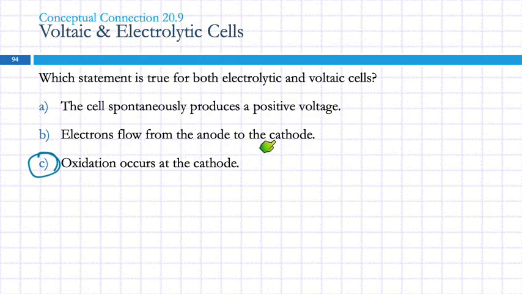The electrons are going to flow in the opposite direction. Voltaic, they come from the anode to the cathode. Electrolytic, they go the other way, from the cathode to the anode. And only voltaic cells will spontaneously produce a positive voltage. An electrolytic cell requires you to put a voltage into it to make anything happen. Any questions?